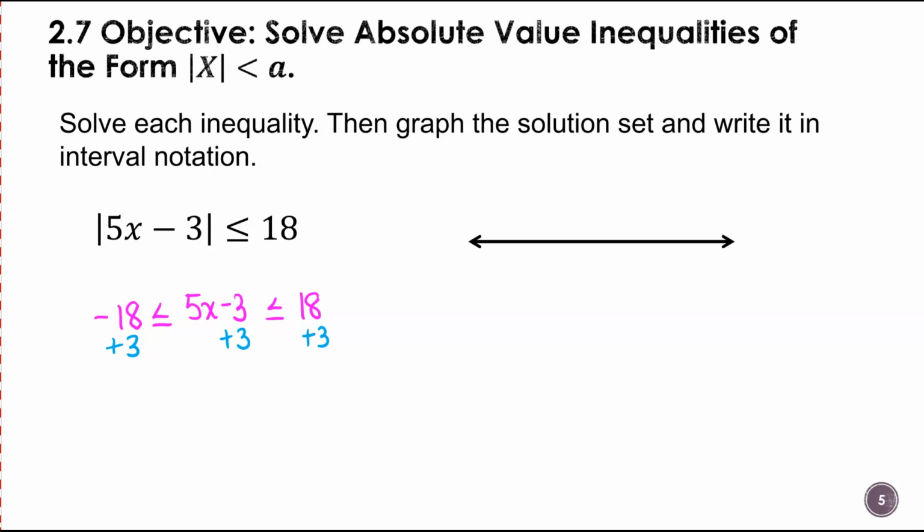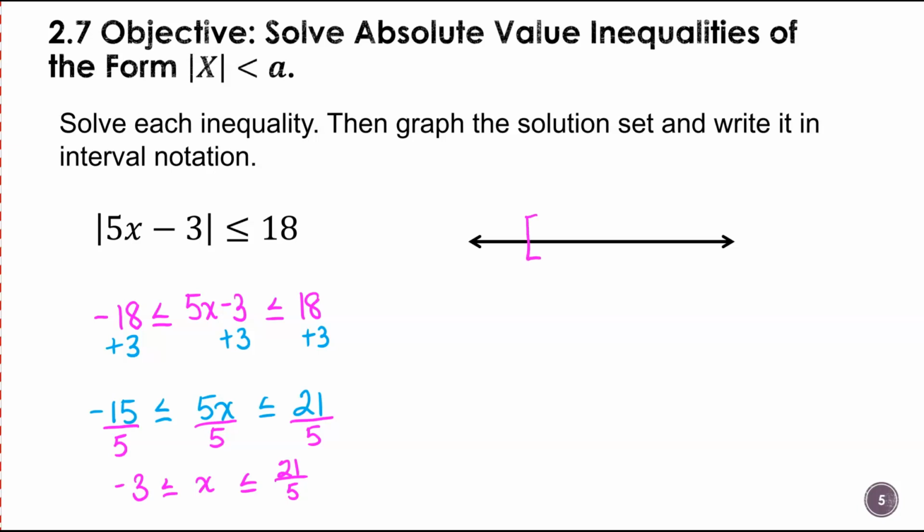So then we have negative 15 on the left, and we just have the 5x in the middle, and then 21 on the right. We divide to solve, so whatever we divide by in the middle part, we do on the right and the left because we're solving a 3-part inequality. So this is negative 3 less than or equal to x, and we have to leave the right side as an improper fraction. Remember, we don't really like mixed numbers in algebra, so we're just going to leave that as an improper fraction. It's perfectly fine that way.